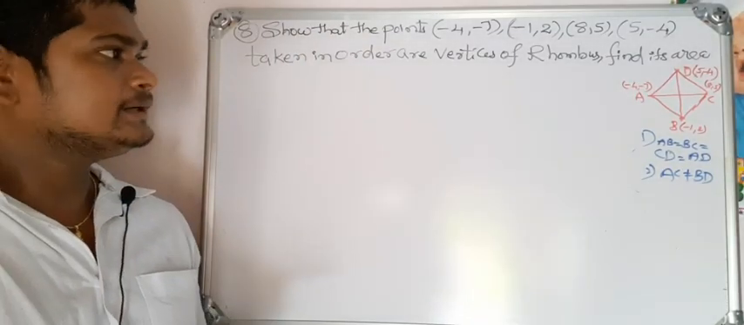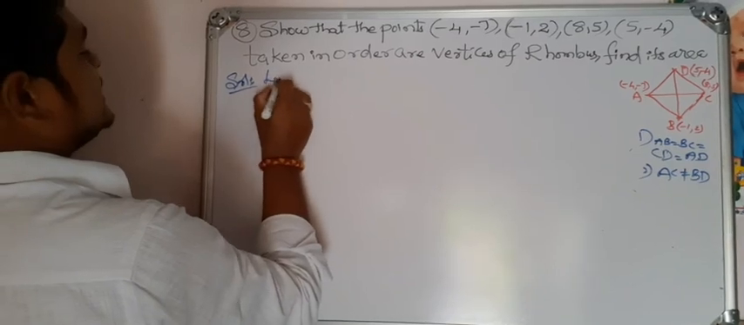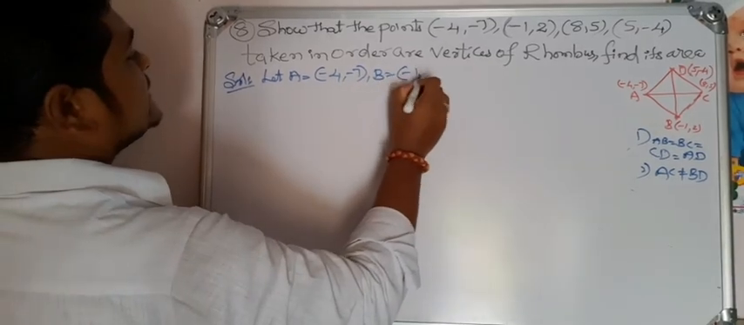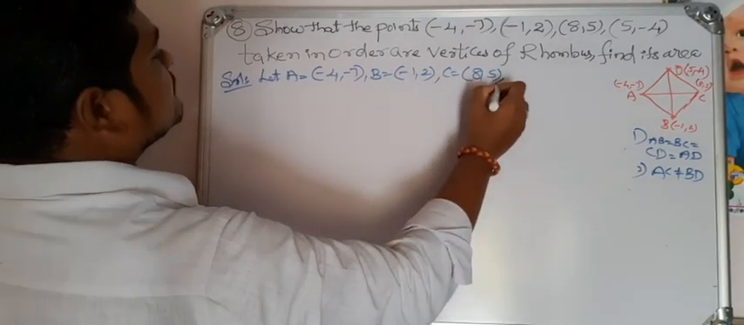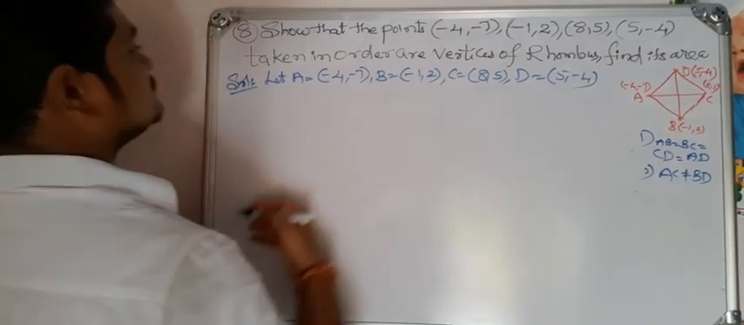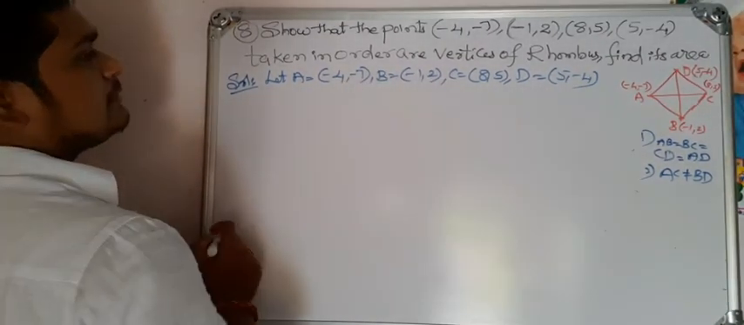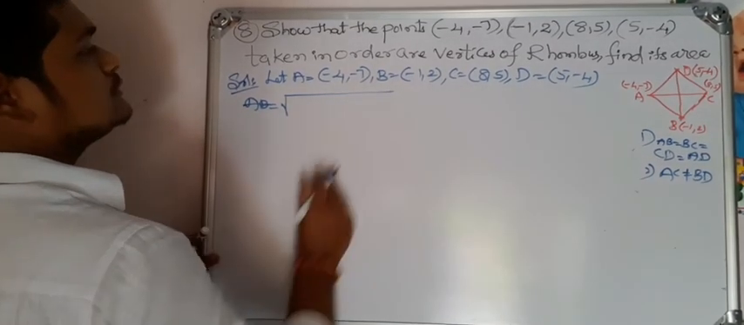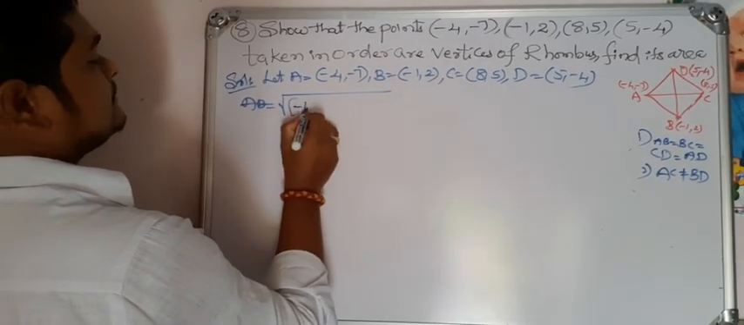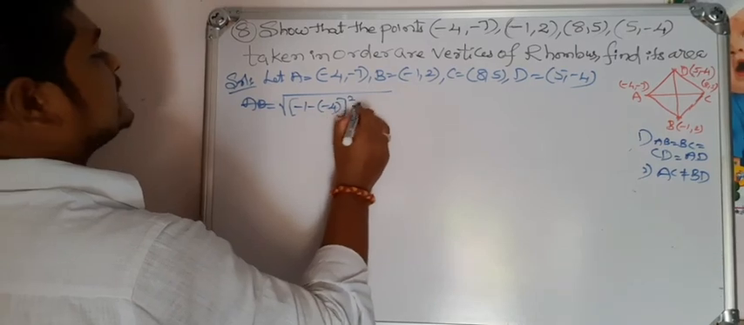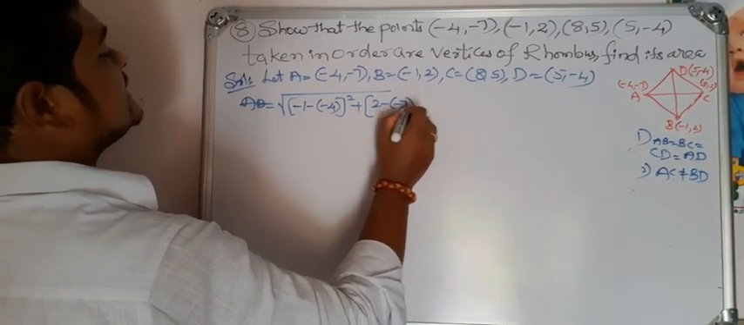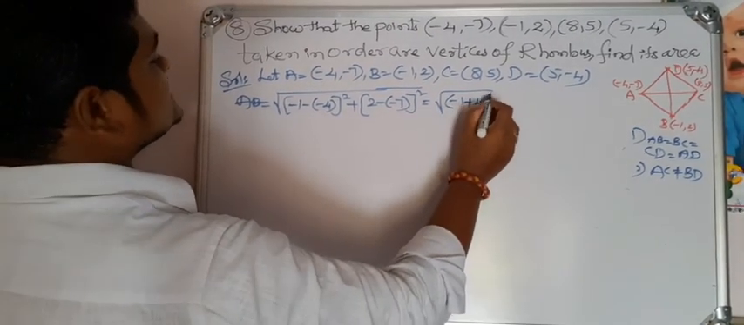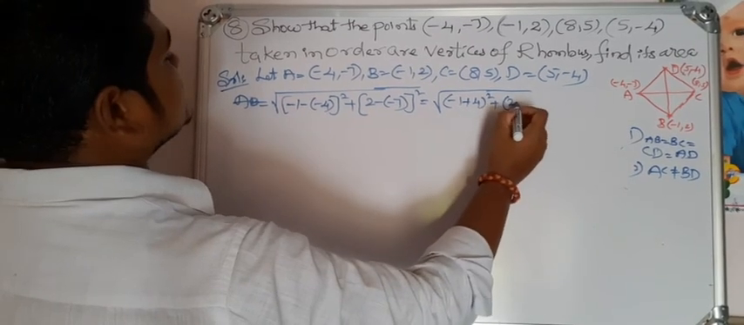Now, coming to the solution, take the given points. Let A = (-4, -7), B = (-1, 2), C = (8, 5), D = (5, -4). The distance is found with the help of the formula root of (x2 - x1) whole square plus (y2 - y1) whole square. AB = root of (-1 - (-4)) whole square plus (2 - (-7)) whole square, which is (-1 + 4) whole square plus (2 + 7) whole square.